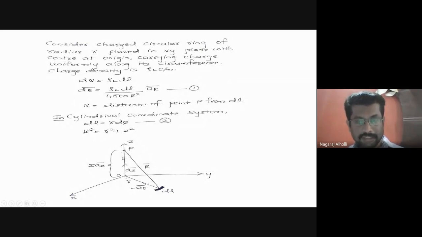That is z a_z bar, then minus r a_r bar. That is our distance vector. So it is written as R bar is equal to minus r a_r bar plus z a_z bar. Then the magnitude of this is given by square root of minus r square plus z square. So it is square root of r square plus z square. Take it as equation 4.